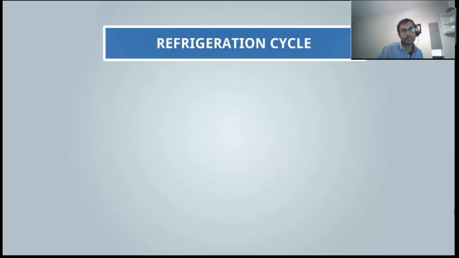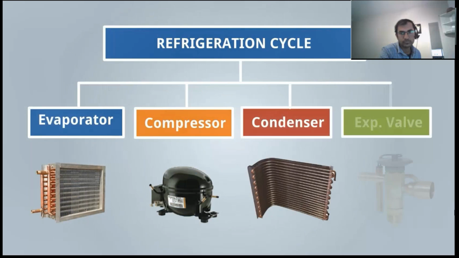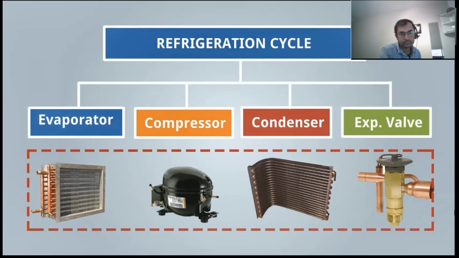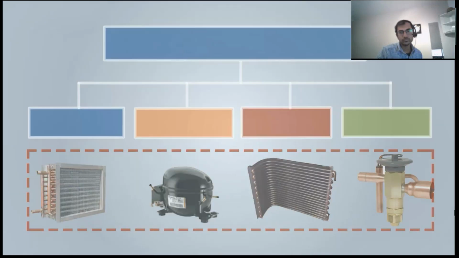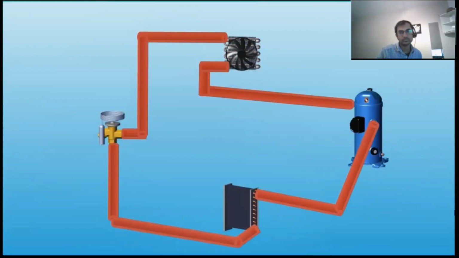The refrigeration cycle has four basic parts: evaporator, compressor, condenser, and expansion valve. It also has a few auxiliaries like dryer, receiver, and different instruments. However, we will discuss here the main parts of the refrigeration cycle to clear the basic concept. These are the main units, and all are connected by pipe that is called refrigerant pipe. Normally it is made of copper.